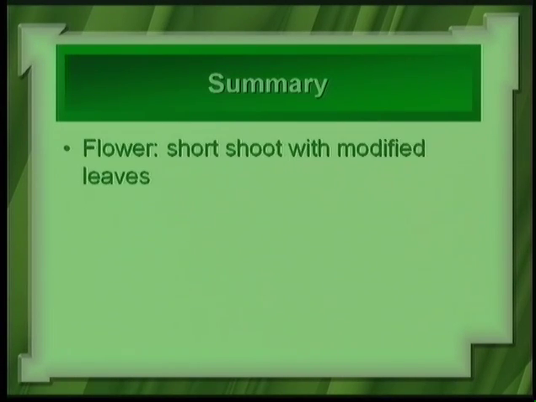So far, we talked a little bit about the flower and such, and we also talked about meiosis and alternation of generations. If we go back to the slides, we can get onto the summary. So we have learned that a flower is a short shoot with modified leaves. We also talked about sexual reproduction, which is a function of the flower in a flowering plant.